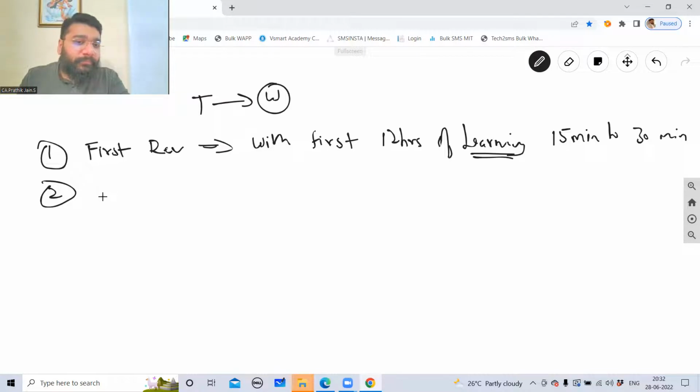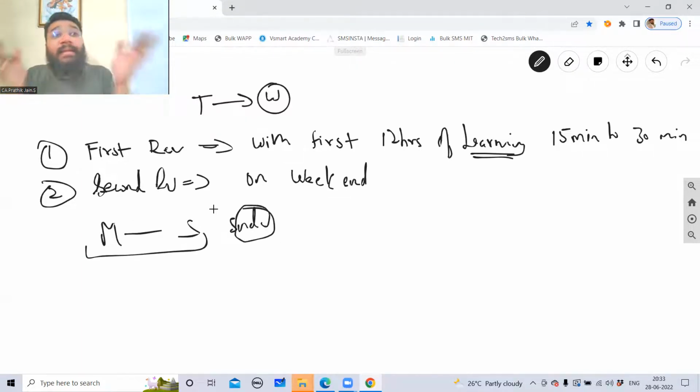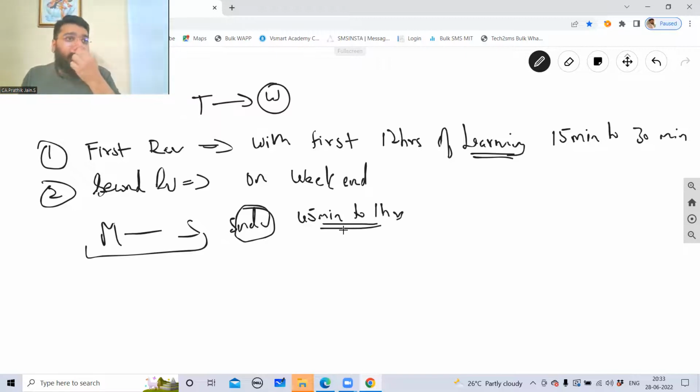Second revision, guys, should take place on the weekend. So whatever you studied between Monday to Saturday, you would have done the first revision, Monday ka Tuesday, Tuesday ka Wednesday, Wednesday ka Thursday, Thursday ka Friday, Friday ka Saturday. Whatever you studied here, you have to revise on Sunday. The entire week's revision has to happen on Sunday. This you should take somewhere in the range of 45 minutes to 1 hour maximum, because it is the entire week's revision, so it'll take 1 hour.